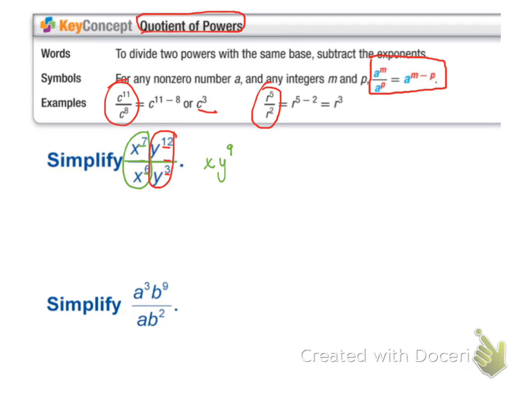Try this one. A to the 3rd divided by a, so 3 minus 1 is a squared. B to the 9th divided by b squared, 9 minus 2. B to the 7th. Simplified. Not too bad, right?